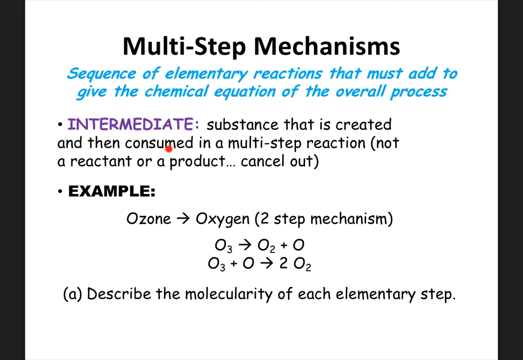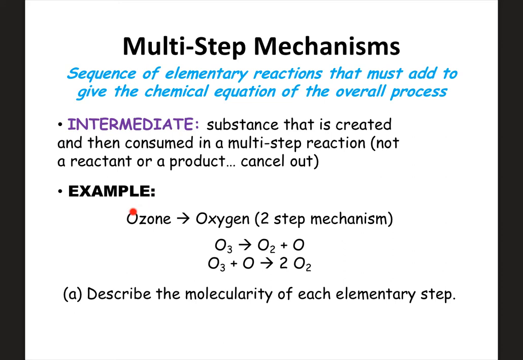All right, you definitely need to know what an intermediate is and be able to identify them in these mechanisms. Basically, an intermediate is a substance that is created in a mechanism, but then it's consumed, it's used up. So it's created, it forms, and then it disappears. It's not a reactant, it's not a product, it actually cancels out in the mechanism. That's key. It's not there in the beginning, it's formed, and then it's used up, it cancels out. That's an intermediate. All right, so let's look at this example.